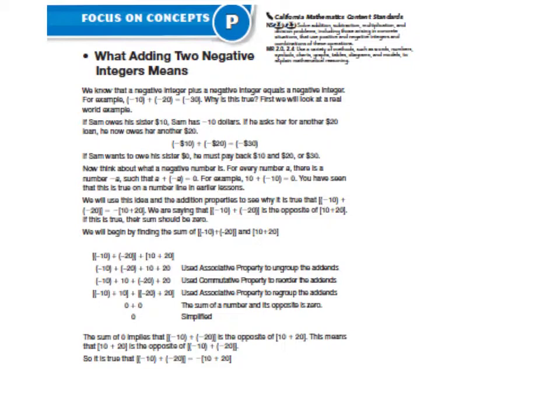So because of this, the sum of 0 implies that negative 10 and negative 20 are the opposite of 10 plus 20. This means that 10 plus 20 is the opposite of negative 10 and negative 20. And it seems like we're talking in circles. We sort of are, because what we're saying is that it works both ways. It doesn't matter which order we say it in, that negative 10 and negative 20 are the same as, or equal to, the opposite of 10 plus 20.